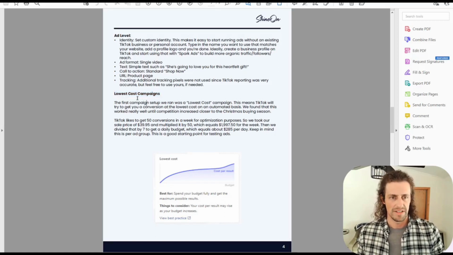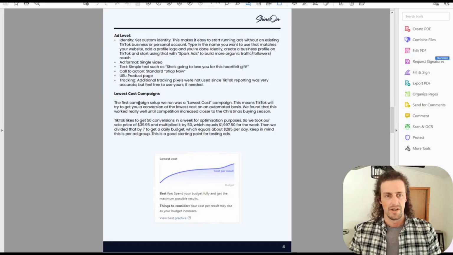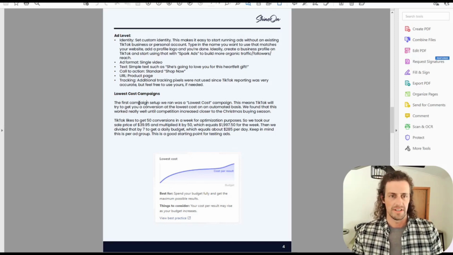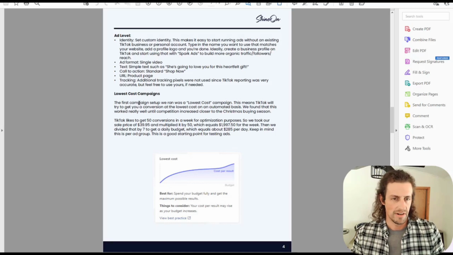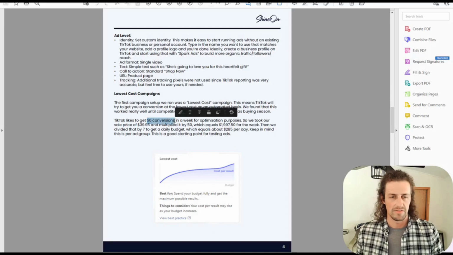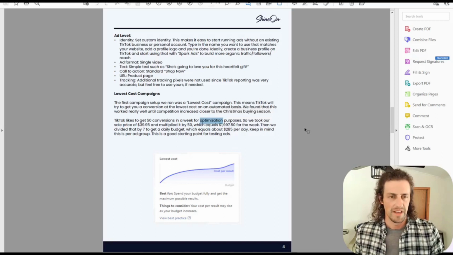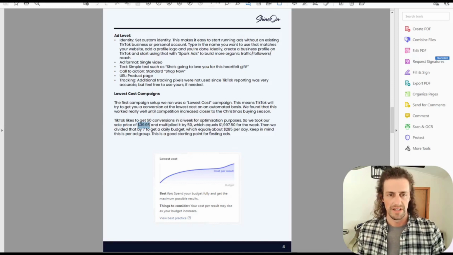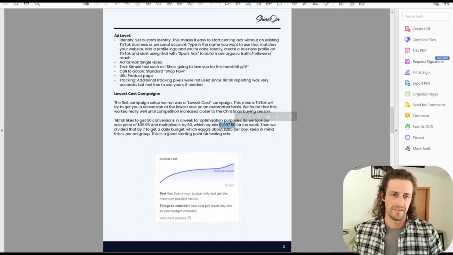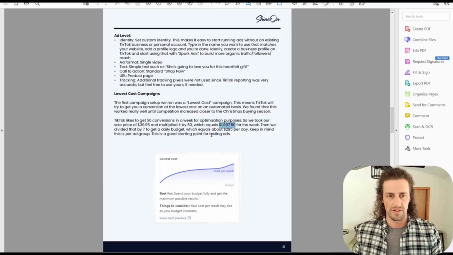So lowest cost campaigns are basically an auto bid strategy where you just set a budget. Let me run through this right here actually. So what we did is TikTok likes to see 50 conversions so that it can get into optimization for your campaign. So at a product at $39.95, if we need 50 conversions, you take that, multiply it by 50, and that gives you almost $2,000 for the week. Then you divide that by 7, and you get a daily budget that you can start with, which is about $285 per day.